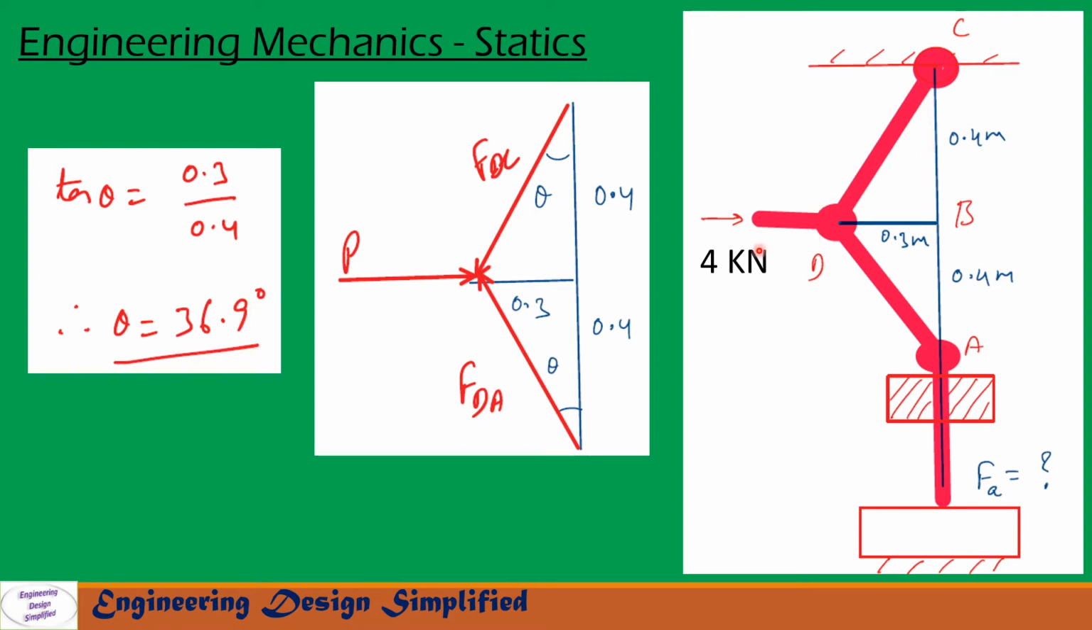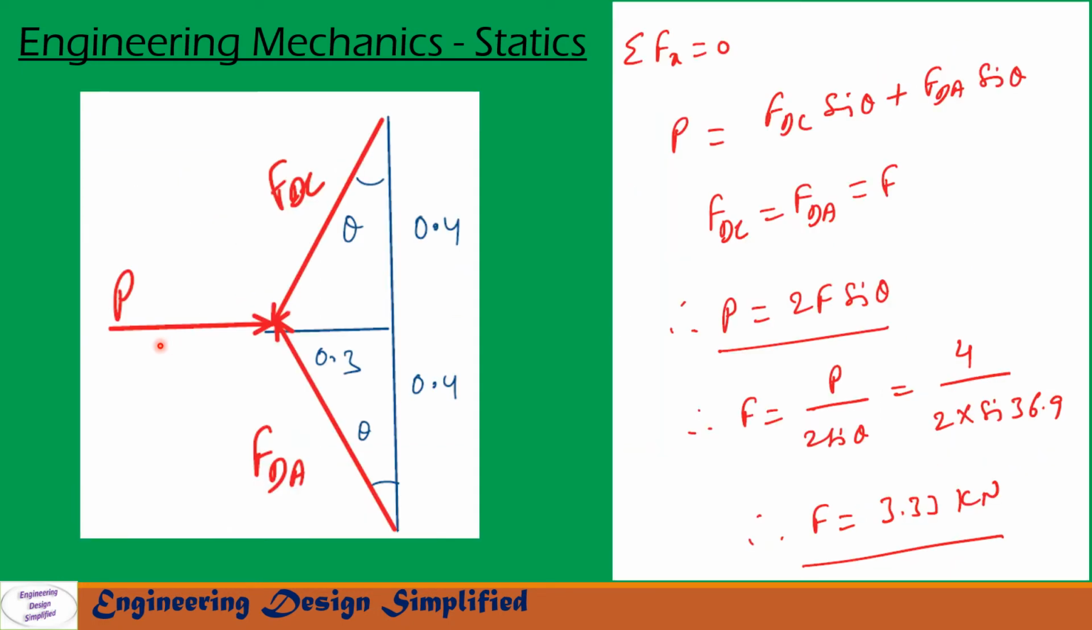Now by looking at this picture, a force 4 kilonewton is acting towards this, and this member CD as well as this member AD will be under compression. So the forces and reactions at point D can be represented as P is 4 kilonewton acting towards this, and force in this member DC, FDC, is compressive in nature, so acting towards this direction. Same as this force, FDA is also compression and acting towards this direction. Now we have force P and two reactions FDC and FDA, and angle theta is calculated.